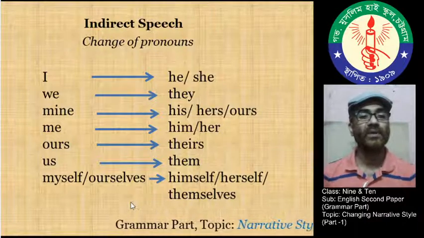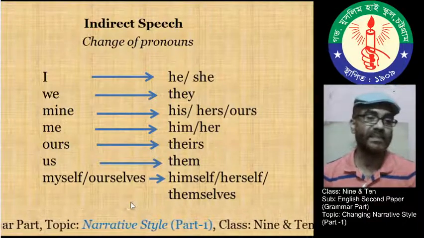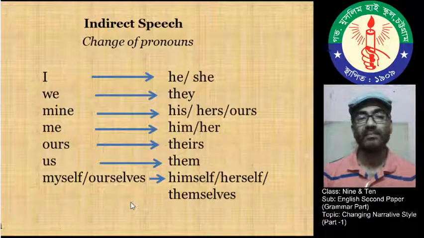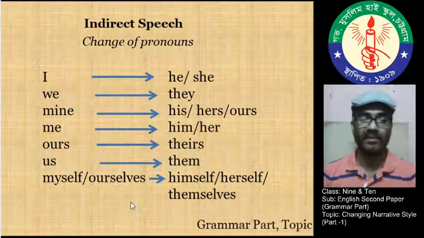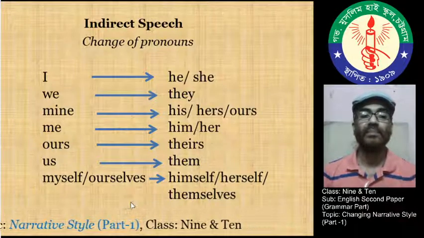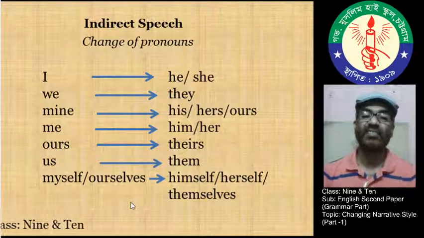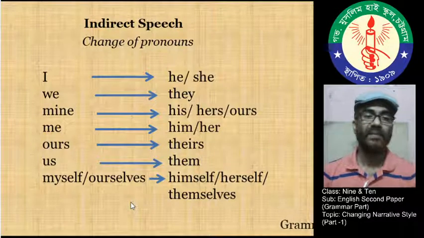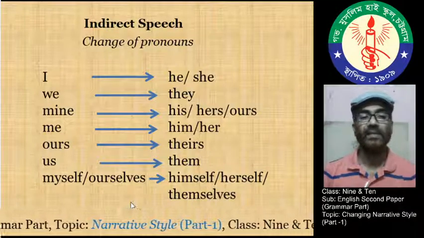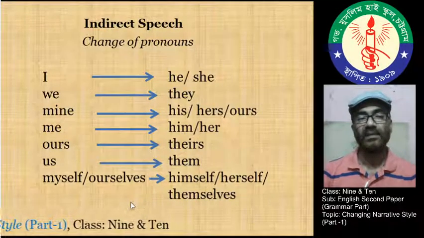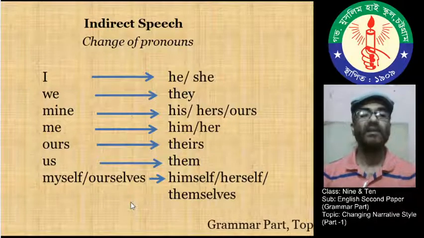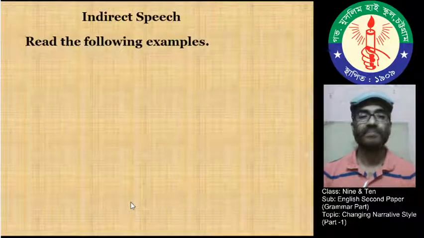You see change of pronouns, how it's changed in indirect speech. I becomes he or she, if male or female, and then we becomes they, mine can be his, hers, or ours. Yeah, and me, him, or her, and ours, theirs, us, them, myself, ourselves, can be changed to himself, herself, or themselves. Okay, now move on to the next slide.